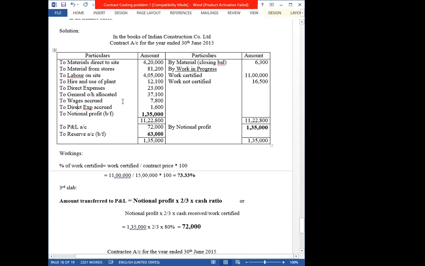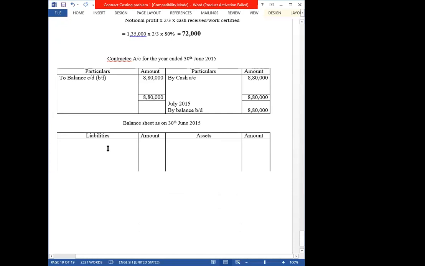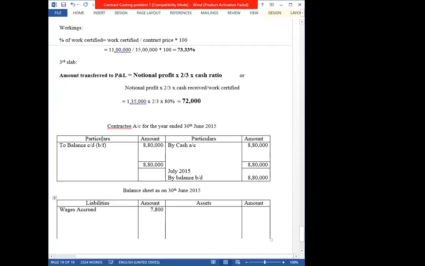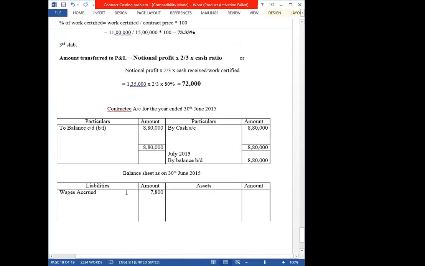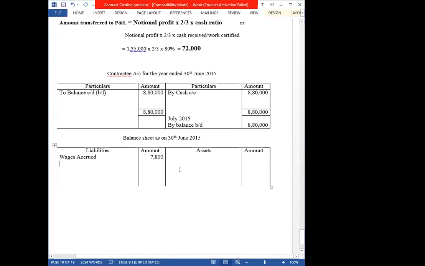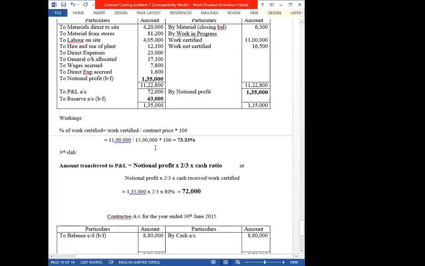So I'm going to show wages accrued, that is 7,800. Write it in the liability side as it is outstanding, it's a liability. So wages accrued 7,800. Not only that, you have direct expenses also. This is also accrued expenses. We are going to show it in the liability side. Direct expenses accrued is 1,600.